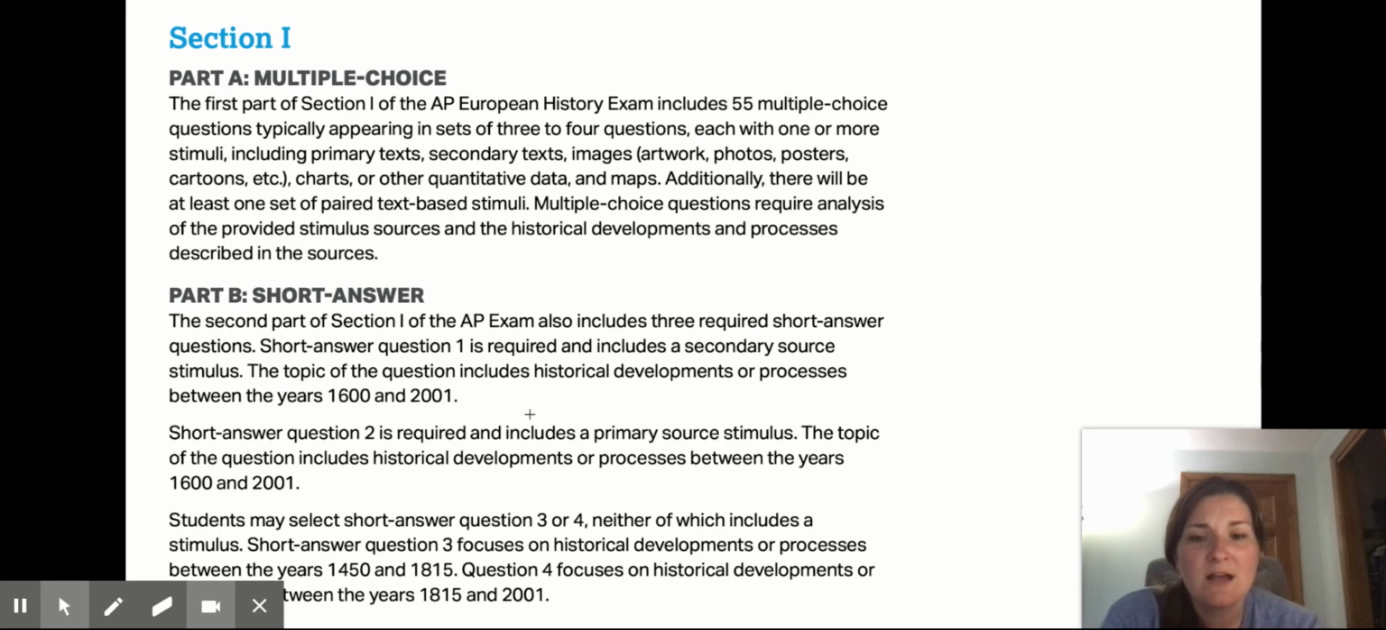The short answer questions are actually a little bit different. They're limited in years in what they're going to ask. And then they also sometimes will include a primary source stimulus or other things like that as well. So again, I would take the time to pause this and read over that more in depth.